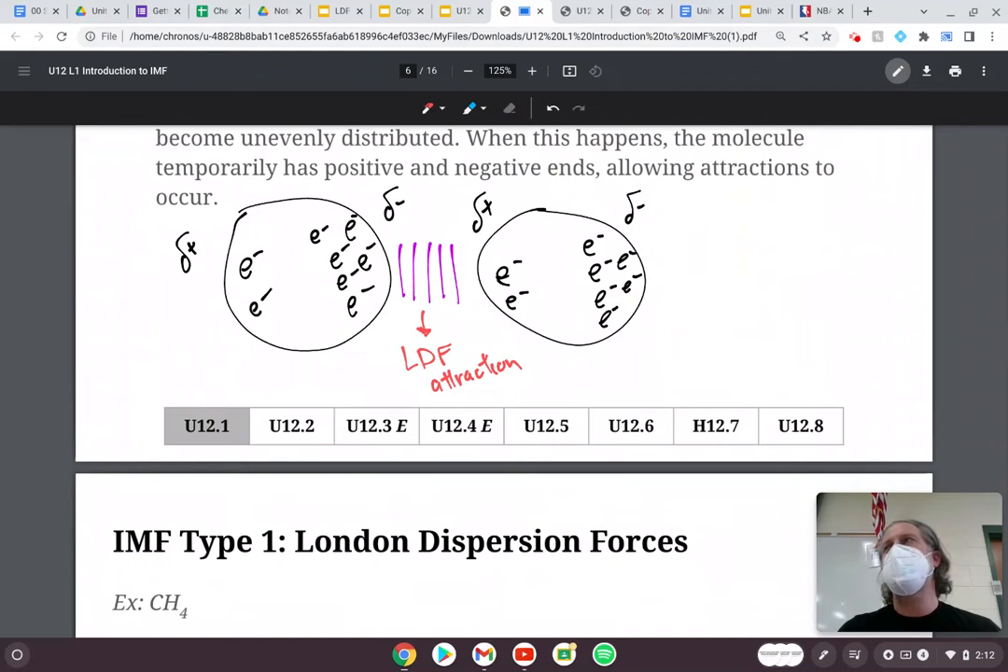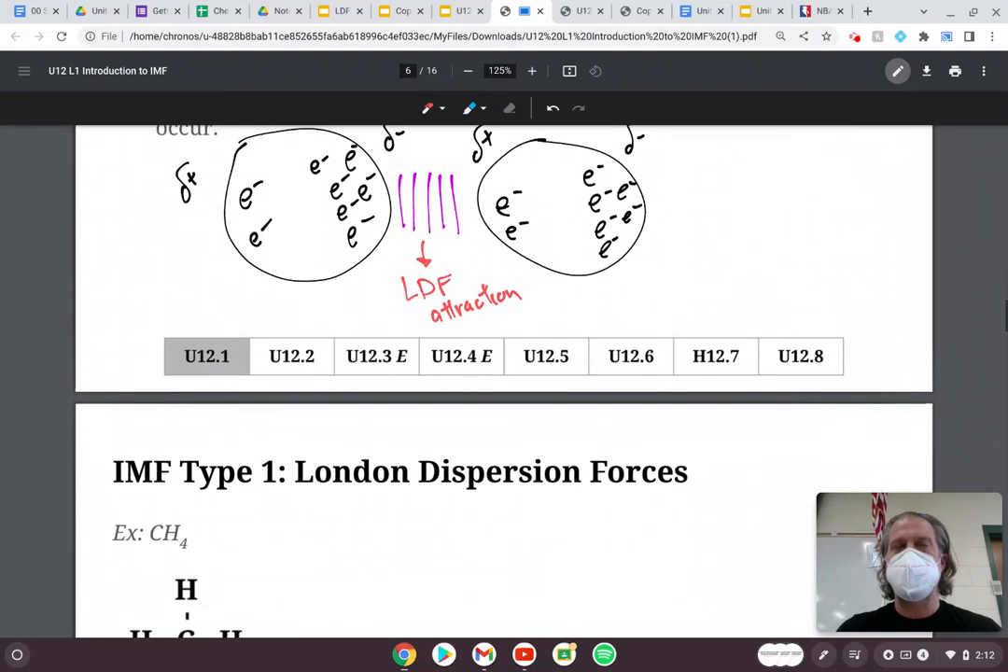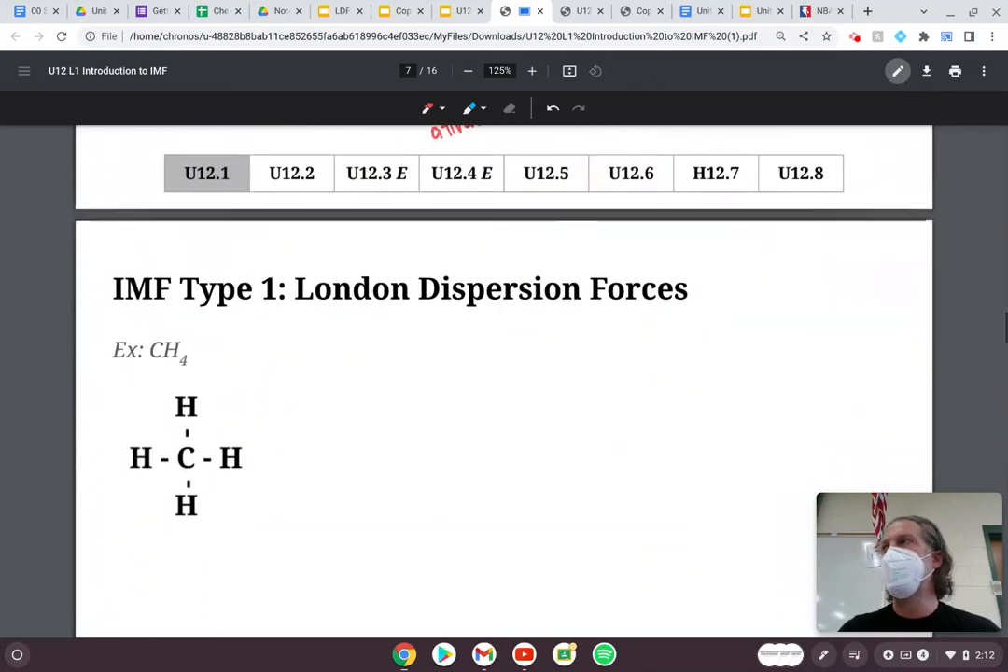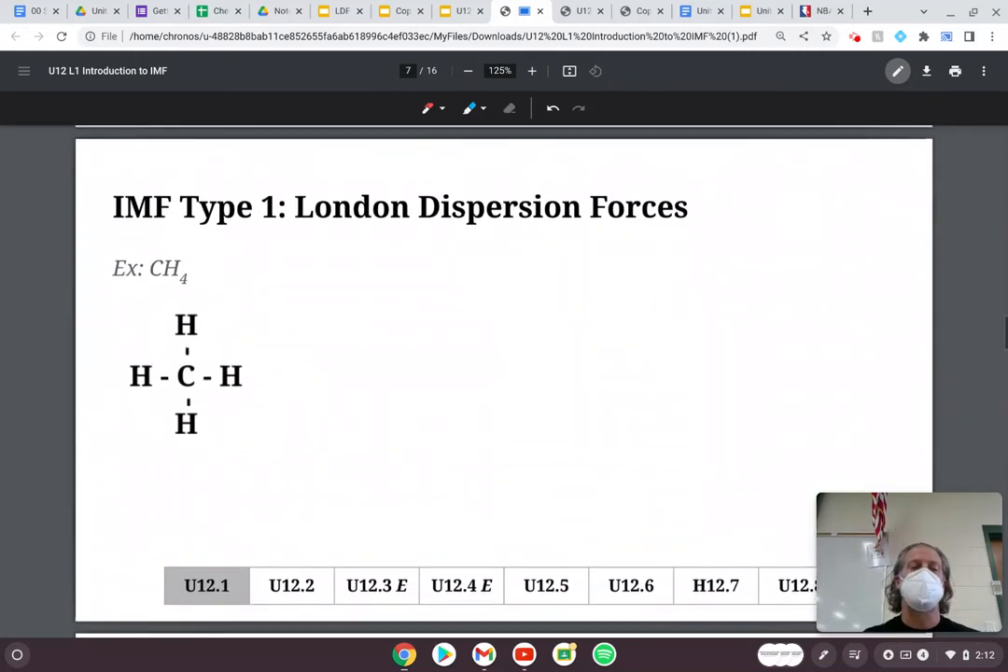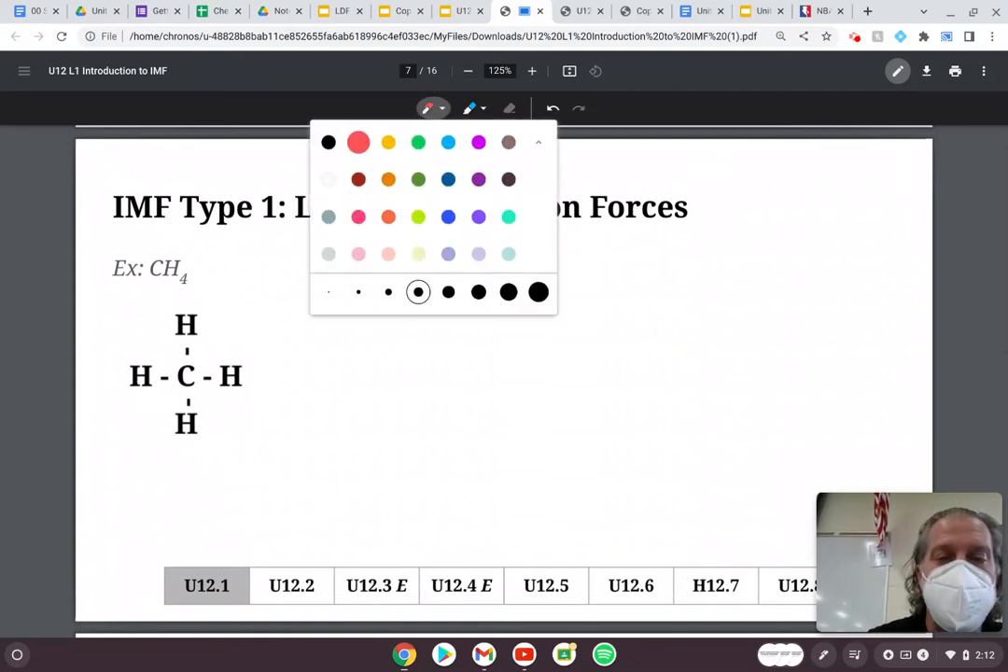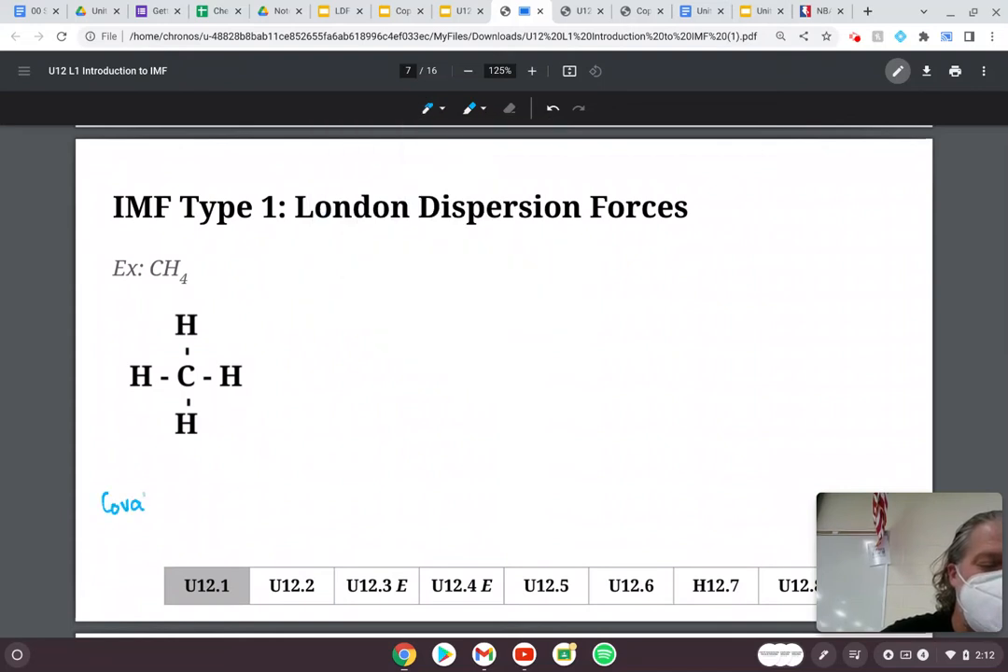So now we're going to use the example of CH4, which is the methane molecule. And the methane molecule, there are some things that we know about it. I know that it is a molecule. It is a covalent molecule. But there's some other things I know about it.